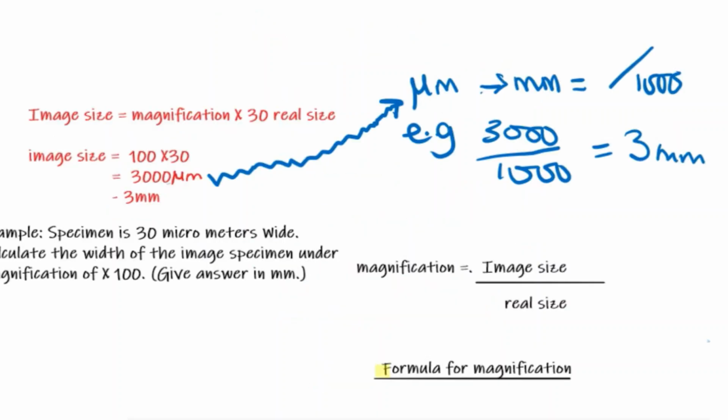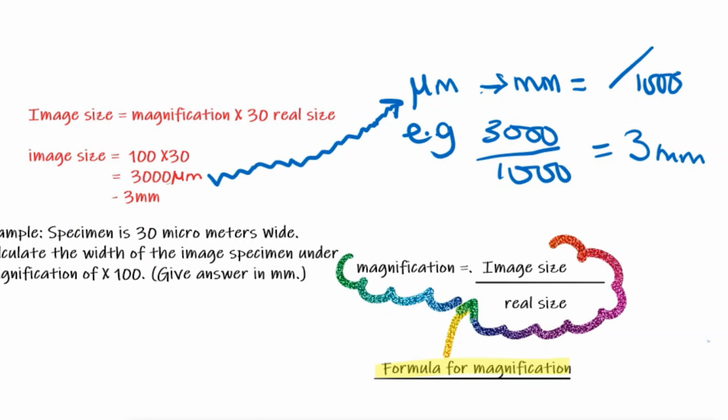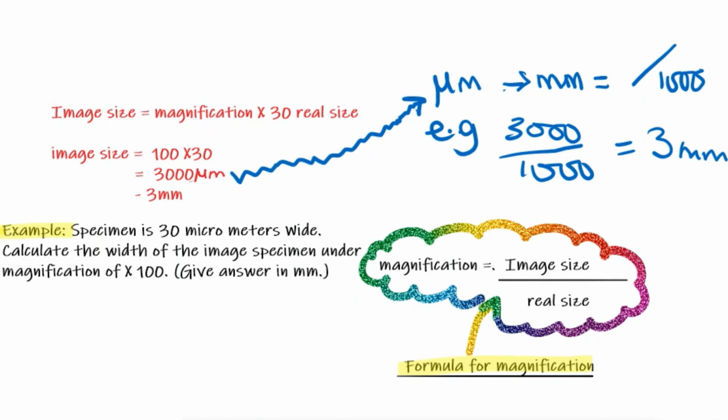To do the calculations, you must know the formula for magnification, which is magnification equals image size over real size. Let's have a look at an example. In this example, the specimen is 30 micrometers wide. That means the real size. We must calculate the width of the image specimen, which means the image size, under magnification of 100. To do this question, we have to rearrange the equation.